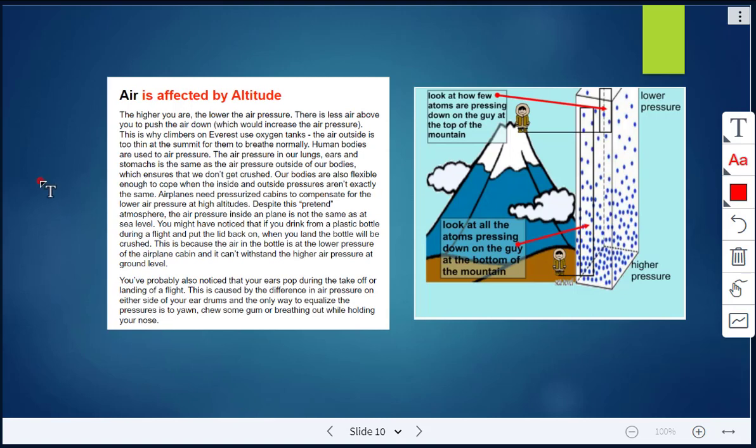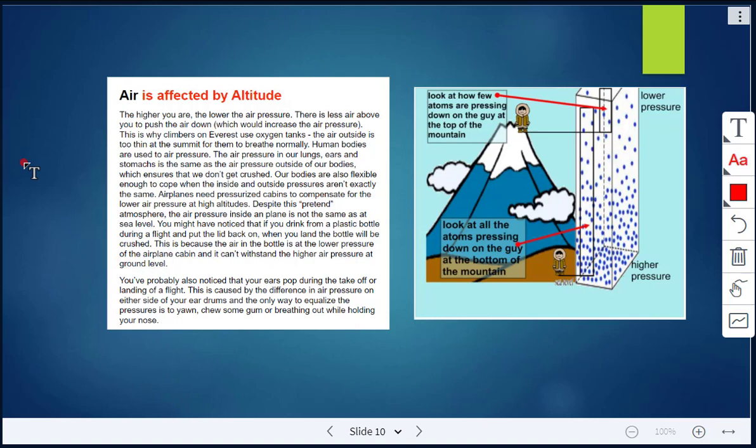And then we talked about how air is affected by altitude. The higher you are, the lower the air pressure. So if you're up at the top of a mountain, there's way less air pressure. So people that are mountain climbing, they have to use oxygen tanks because the air that's outside is too thin for them to breathe normally.